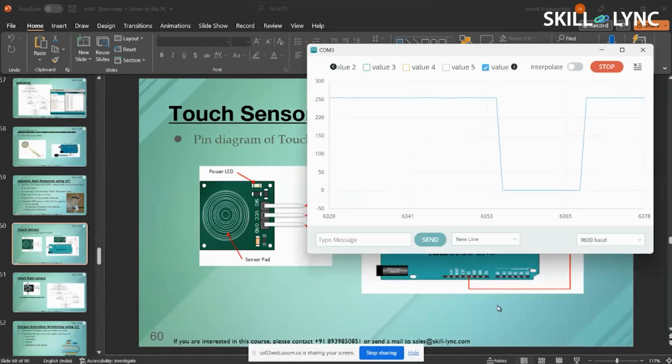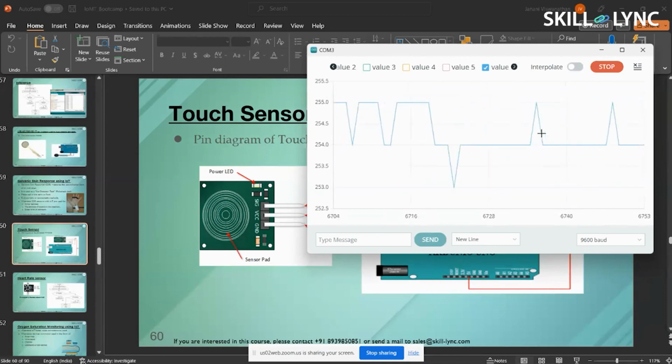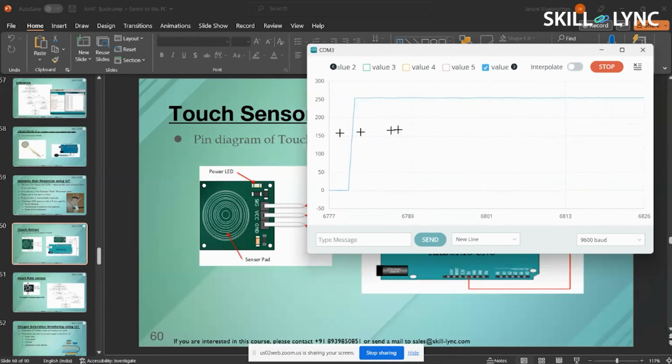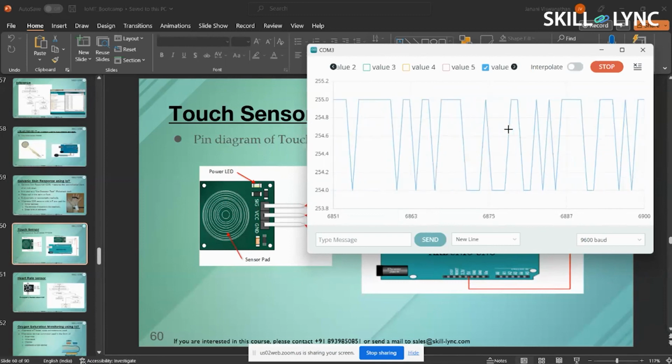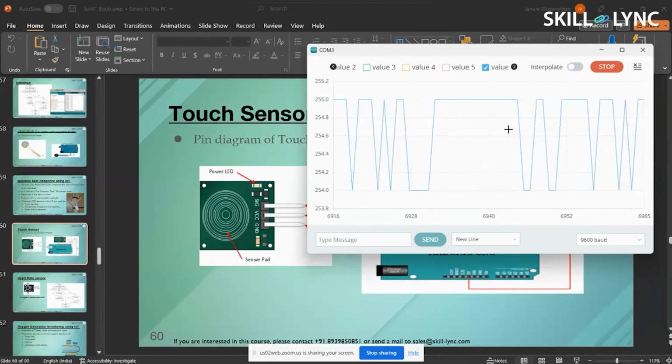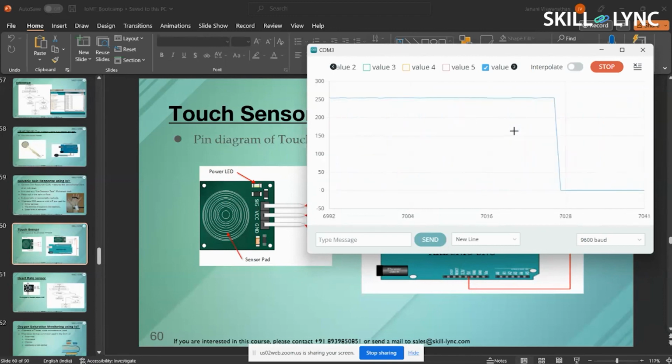I'm just touching it so that the pulse is coming. Once I'm touching, the resistance goes high. Because it's going high as I touch and release, it comes like a pulse. If I'm continuously touching, it will have a deep pulse, meaning a long pulse. I'm just moving my hands here and there. I'm moving my fingers here and there, so we are getting spikes. Okay.